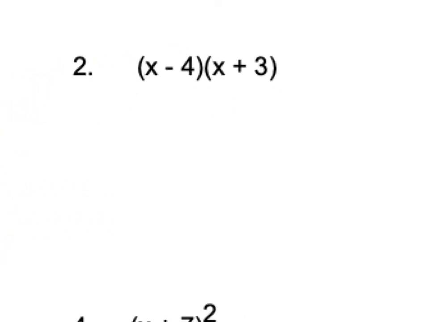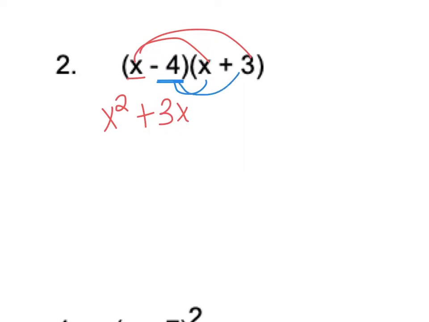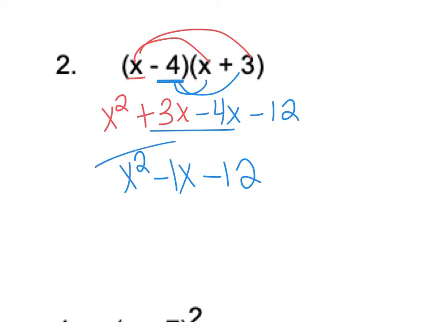All right, so let's look at another one here. I'll do it both ways again. So I have x minus 4 times x plus 3. First, I'm going to take my x, and I'm going to multiply it by each part over here. So I'm going to have x times x is x squared, x times 3 is 3x, and then I'm going to take that negative 4 and multiply it by both. Negative 4 times x is negative 4x, and negative 4 times positive 3 is negative 12. Okay, so then those two terms in the middle are going to be like terms, and we would say x squared. 3x minus 4x is minus 1x minus 12.